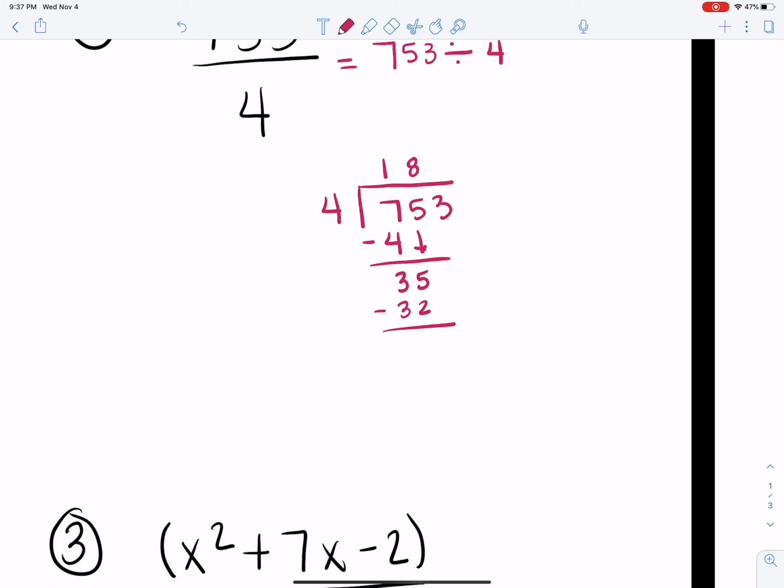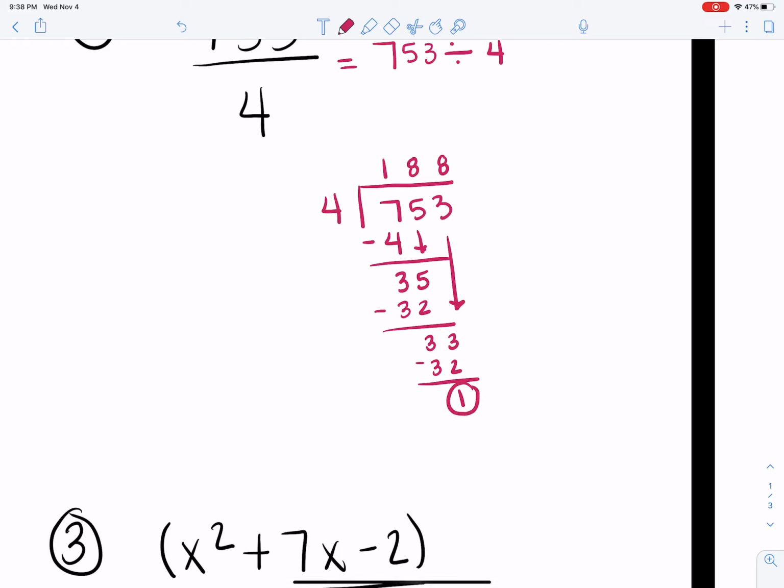Subtract. 35 minus 32 is 3. Bring down the 3. How many times does 4 divide into 33? 8 times. 8 times 4 is 32. Subtract, you have 1. And there's no other numbers to bring down. So I have a remainder of 1.